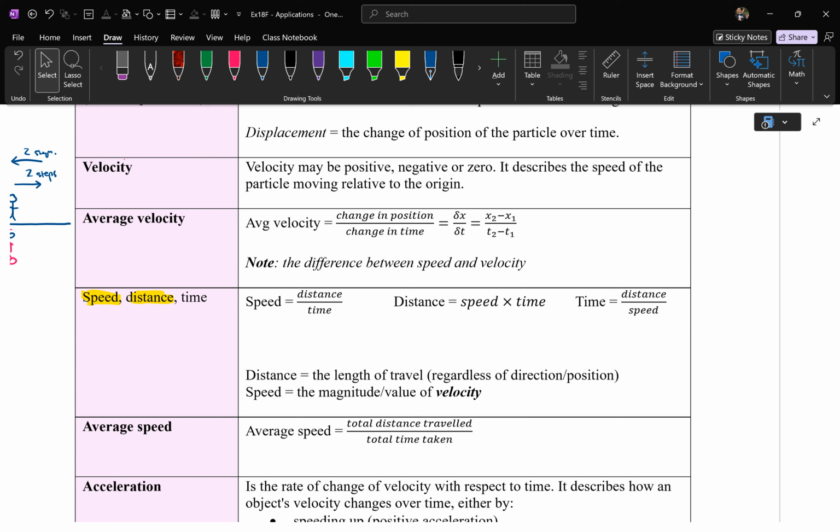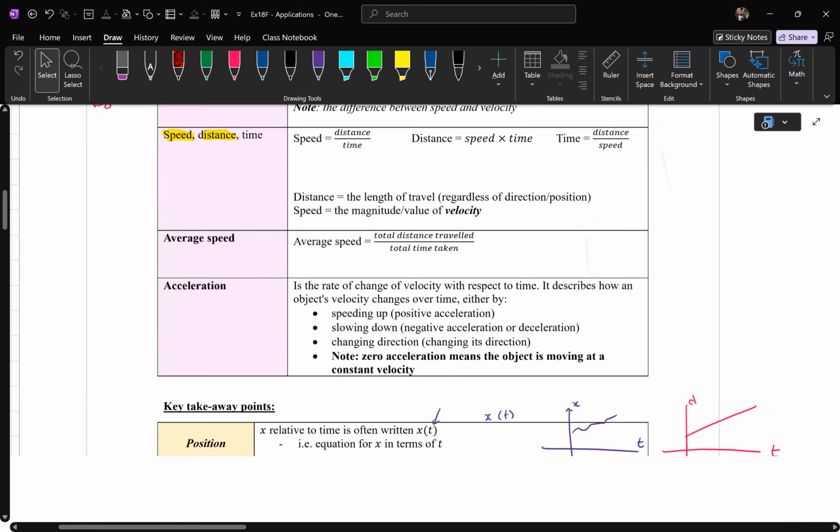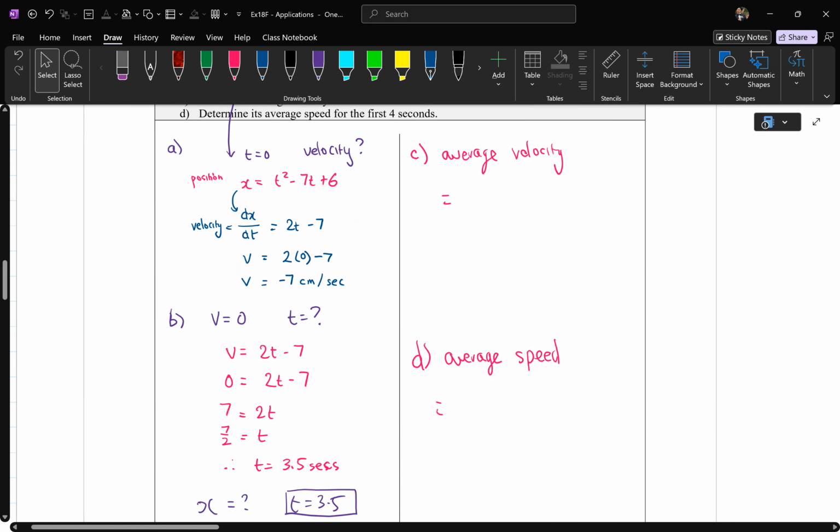But for my speed, distance-wise, I have made a distance. I did 1, 2, and then 3, 4. So I have moved. Therefore, distance would be 4 over how long it took me to do that distance. Okay, so be careful between velocity and speed. One is about position, one is about distance. So let's look at our diagram again. Let's answer the question and look at the diagram.